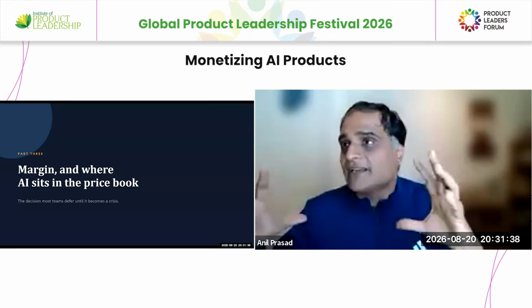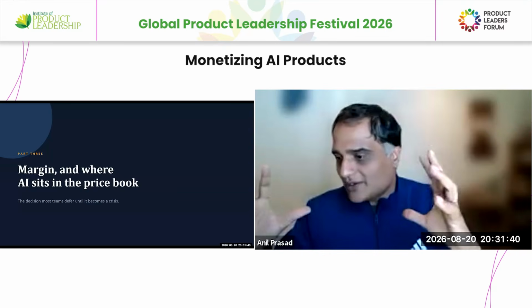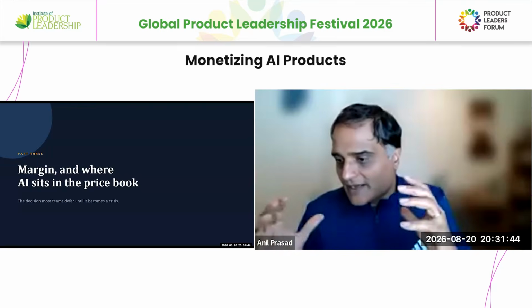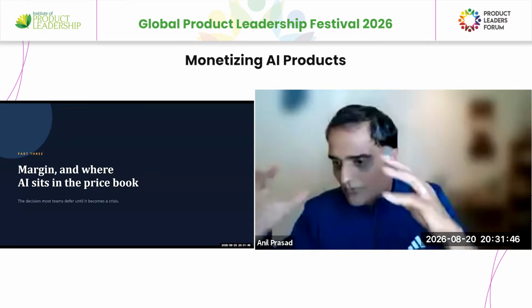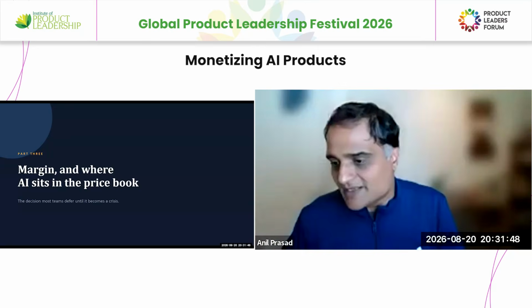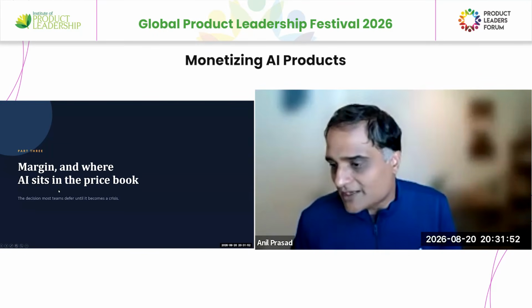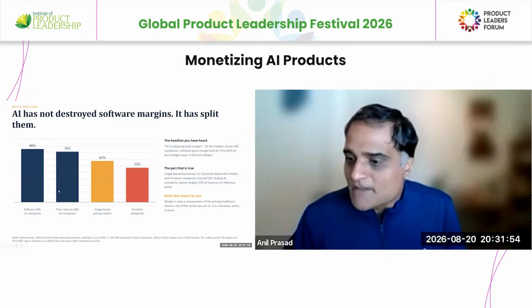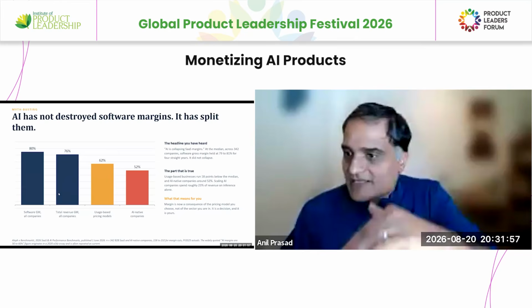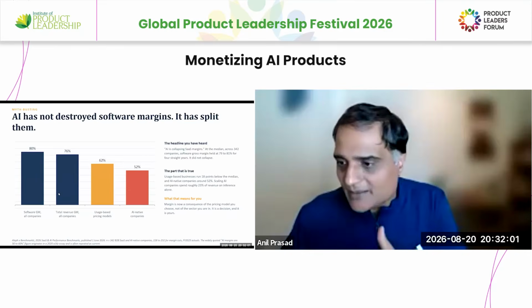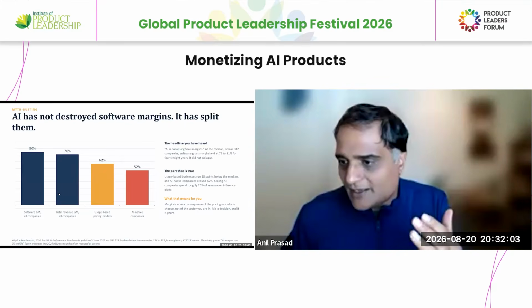When you have a pricing model or a business model or a pricing book, how does AI actually sit in your overall pricing framework or pricing book? So that is what we'll get into in the next section. Very important for product teams, especially, right?